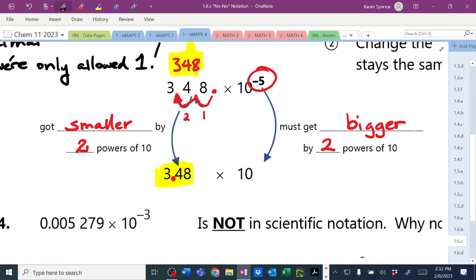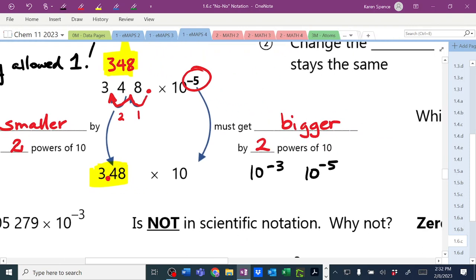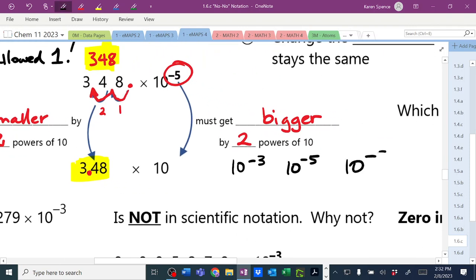Now I'm going to ask you a question here. Which one is the bigger? We have 10 to the negative 3, 10 to the negative 5, and 10 to the negative 7. Will we turn 10 to the negative 5 into 10 to the negative 3 or 10 to the negative 7 in order to make it bigger? We're going to change it into 10 to the negative 3. That one's right. That one wouldn't be right. The smaller the negative exponent, the bigger the number.